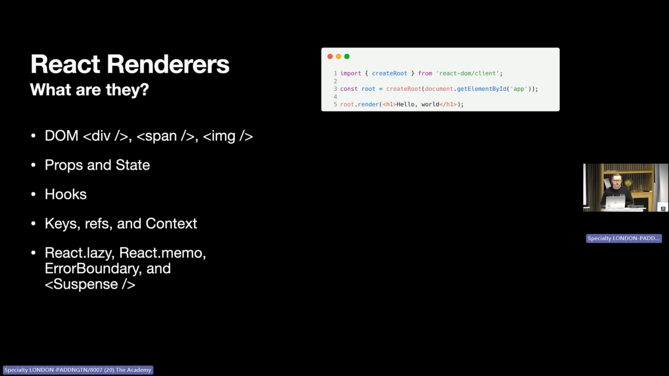You work with things like keys and refs and context and other types of primitives like React.lazy, React.memo, error boundary, and suspense. So what's interesting is that actually all of these features are shared across all React renderer implementations, except for the first one highlighted in blue there. That's what's known as a host component, which is produced in a host environment or host context.